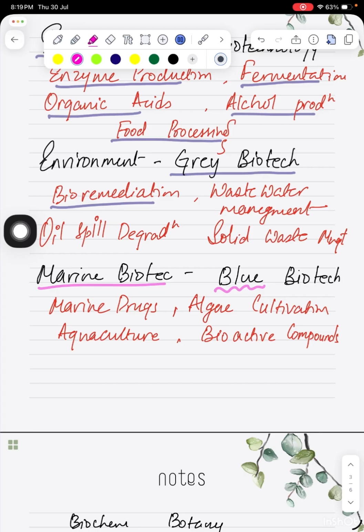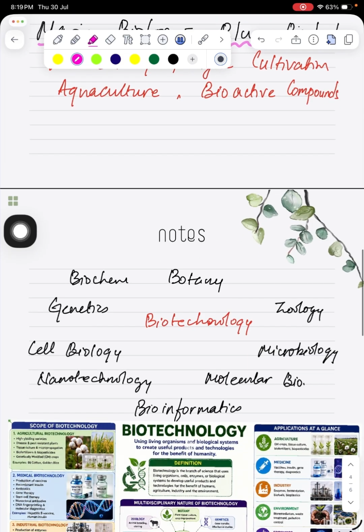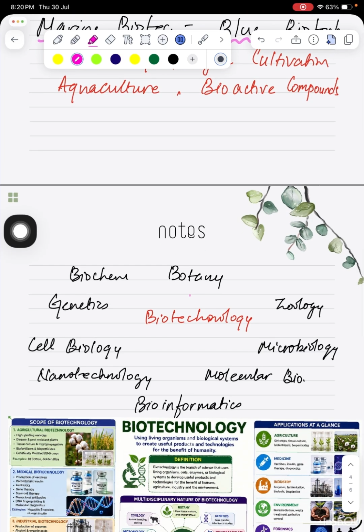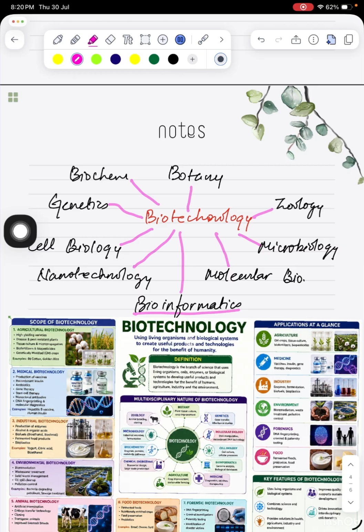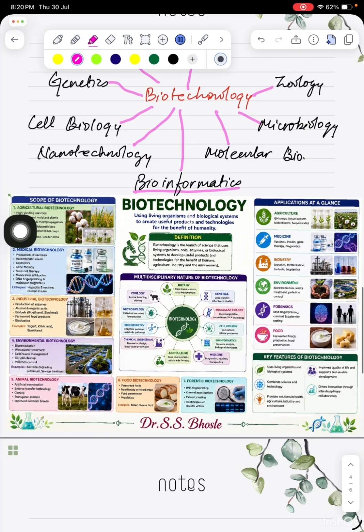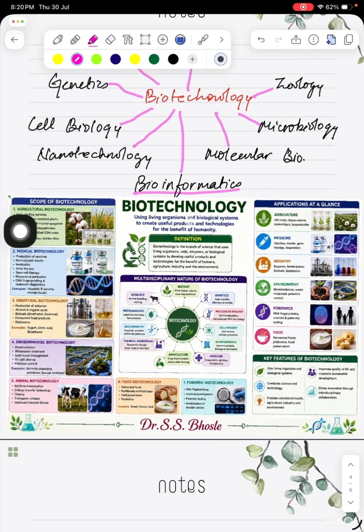Okay, so biotechnology is not a separate field of science, but it helps botany students, and it helps zoology, microbiology, molecular biology, bioinformatics, nanotechnology, cell biology, genetics, and biochemistry. So biotechnology does not contribute in just one field, but in different disciplines of life science, biotechnology is contributing.